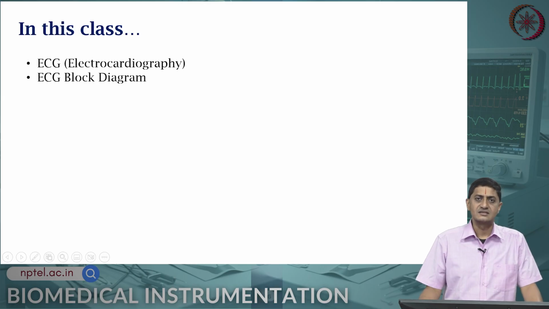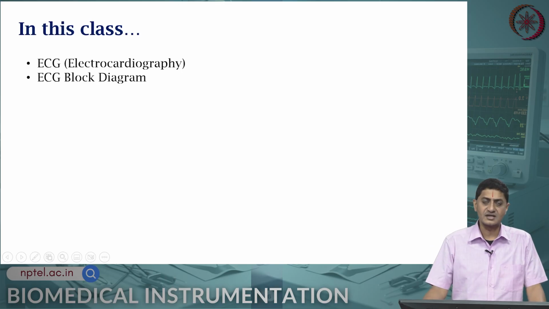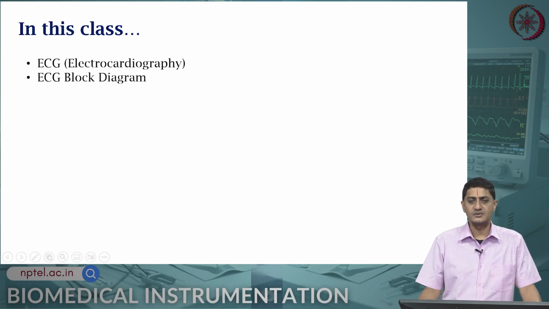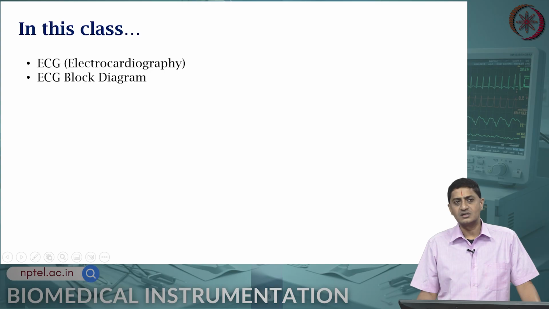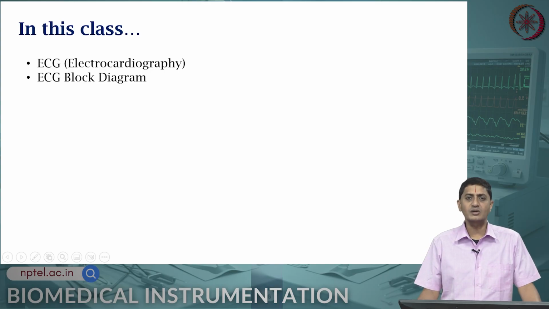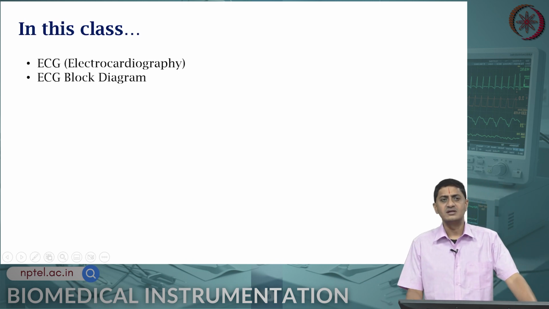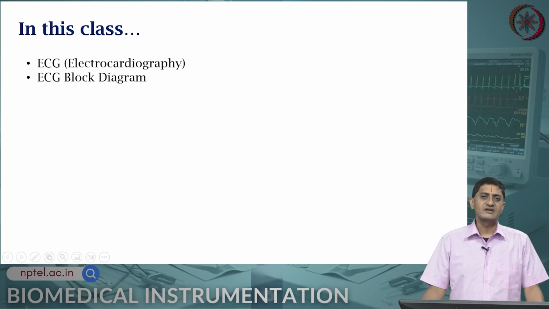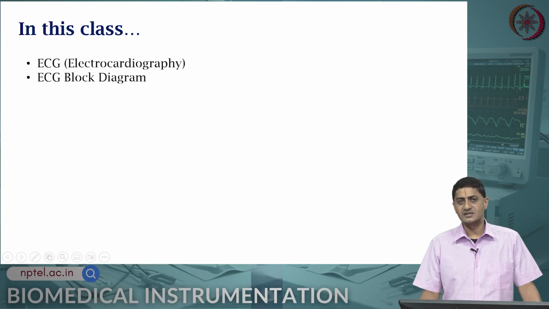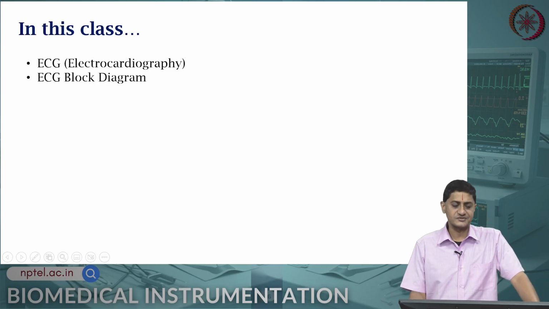Now let's consider one type of these signals that is universally prevalent to diagnose heart related symptoms. It is called electrocardiography. So in this class we will look at electrocardiography and we will look at the block diagram of the ECG system. Going forward, instead of saying electrocardiography, I will simply be using ECG throughout the rest of the course.